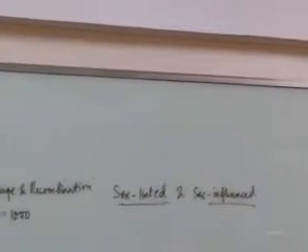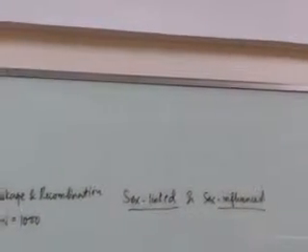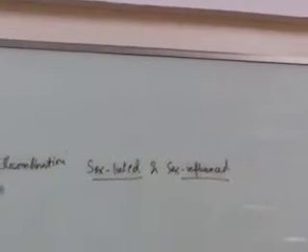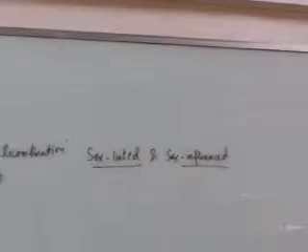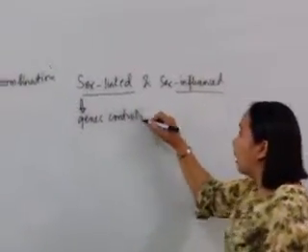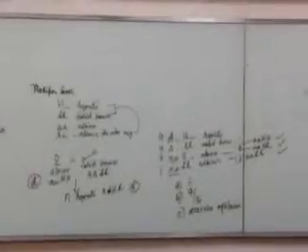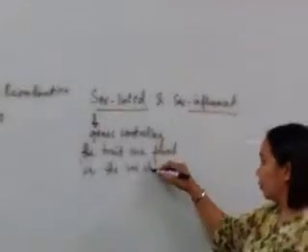Do you know any trait that is said to be sex link? Color blindness is one. Okay, so color blindness is actually a sex link or an X link recessive. So when you say sex link, these are the traits from which the genes controlling the trait are found in the sex chromosomes.